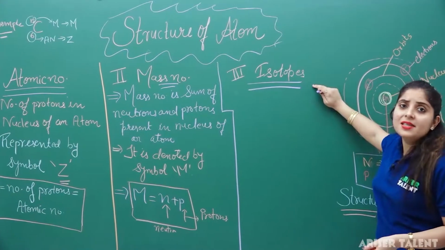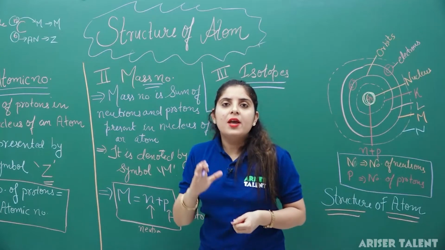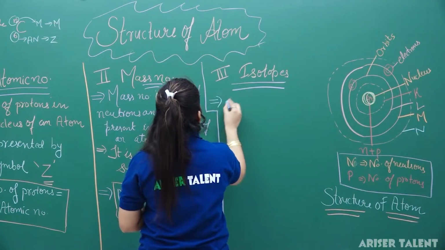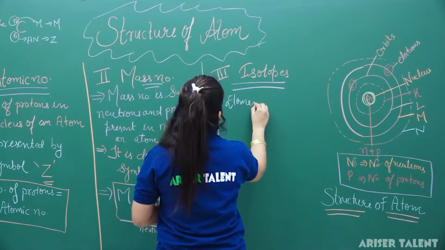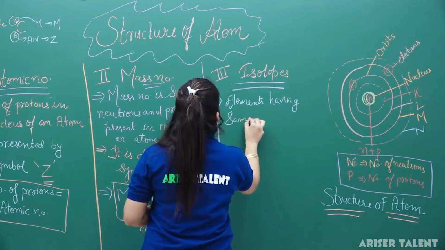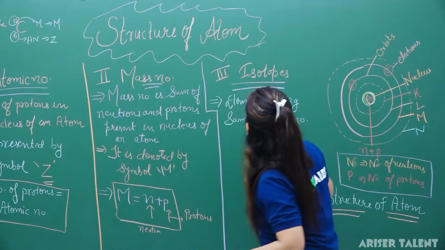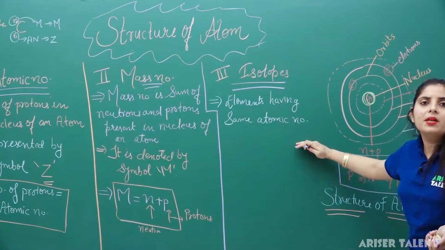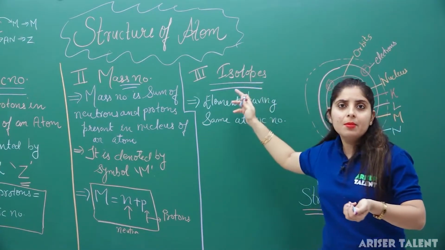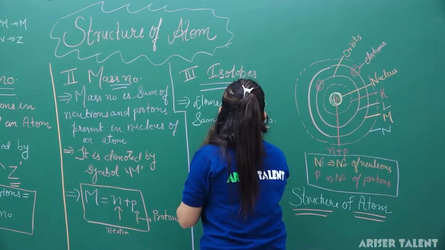Here, as the name suggests, iso means same. So isotopes are actually the substances which have the same atomic number. So what are isotopes? Isotopes are the elements having the same atomic number. So elements having the same atomic number are considered in the category of isotopes. Here the word iso means same and tops means element. So isotopes will have the same atomic number.